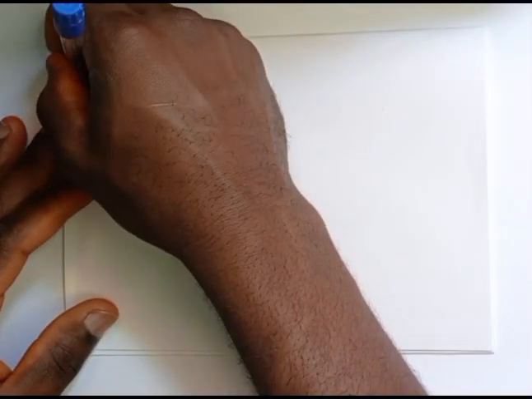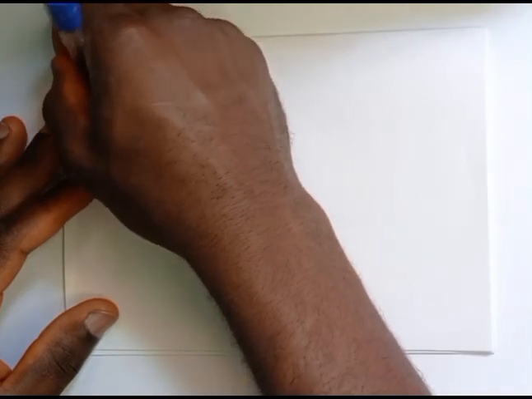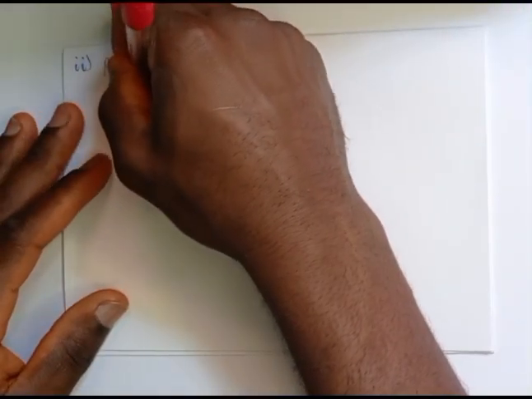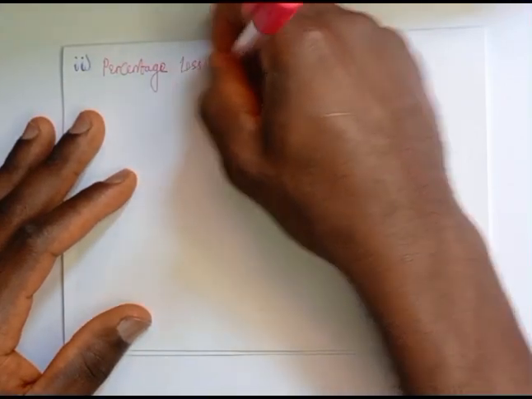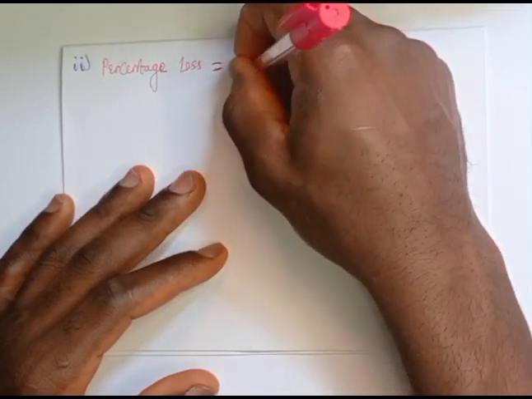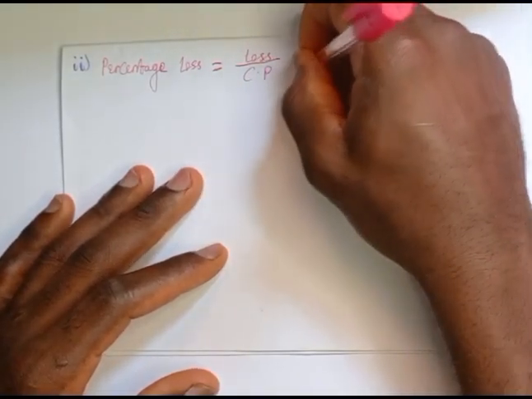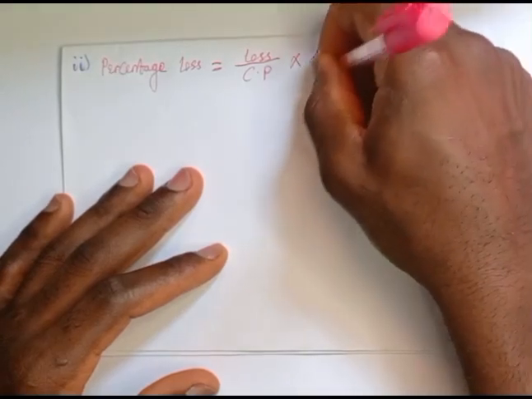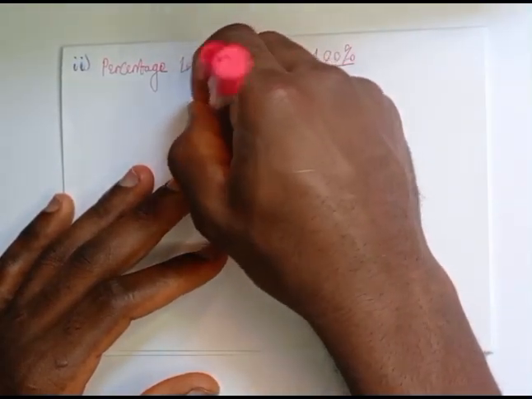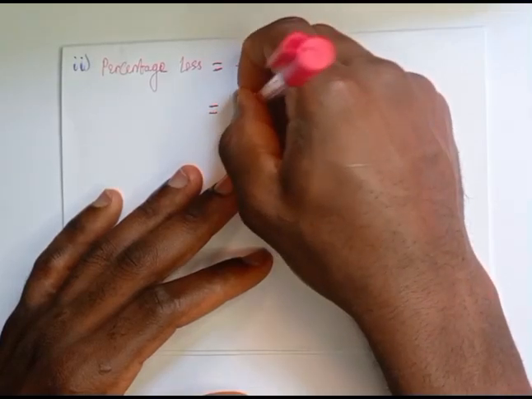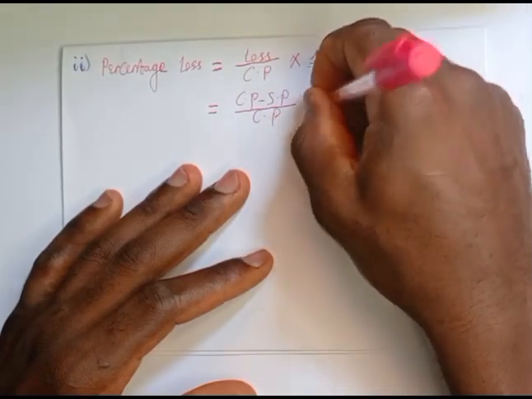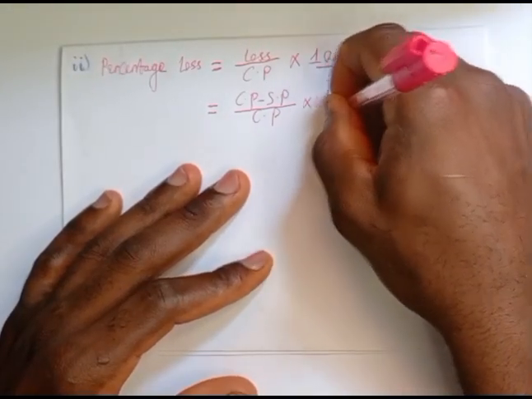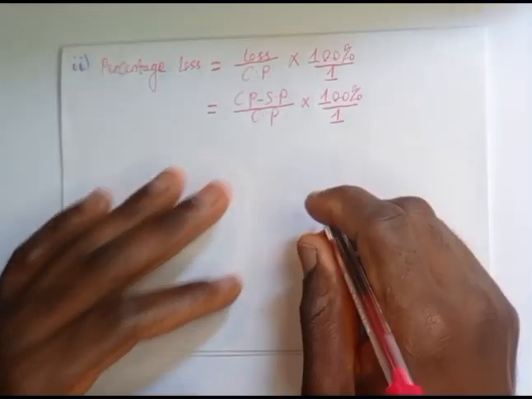We go to the next. Second, the percentage loss is simply equal to the loss all over the cost price times 100% over 1, which is simply equal to, loss is calculated by making use of cost price minus selling price, all over cost price times 100% over 1. This is how we calculate the percentage loss.